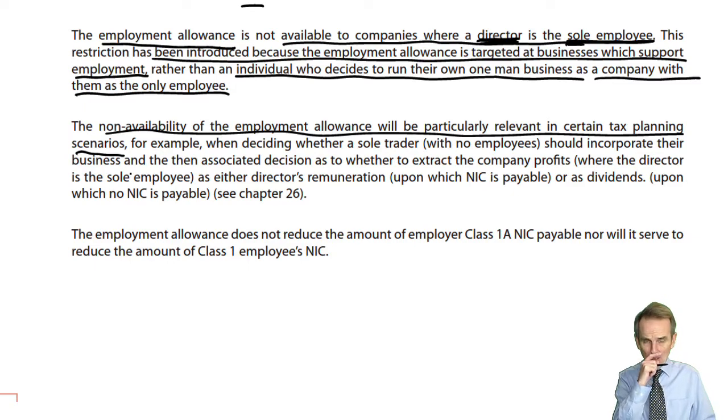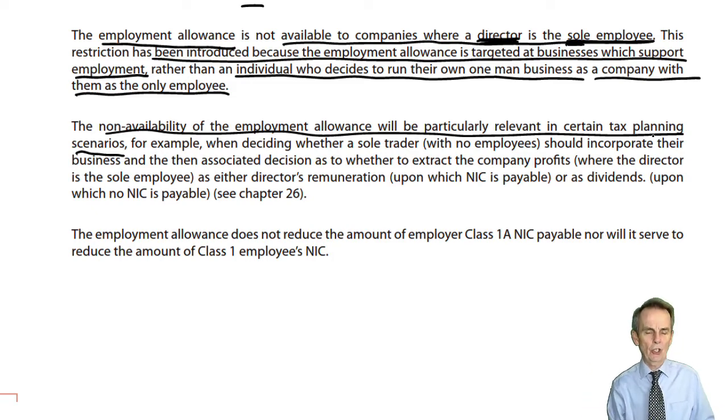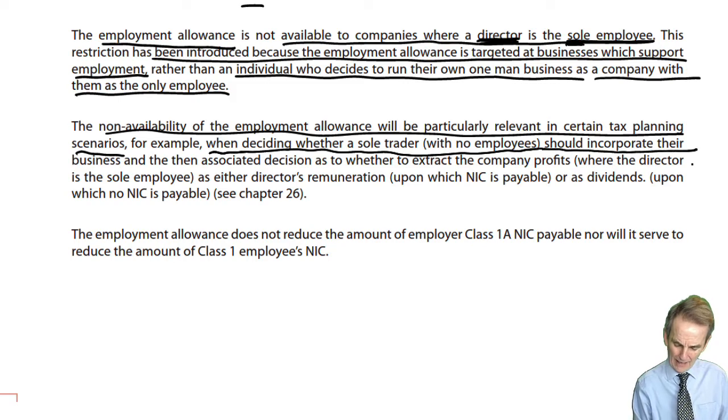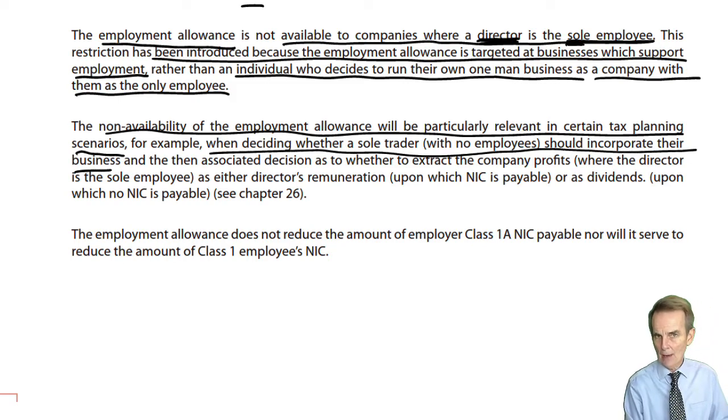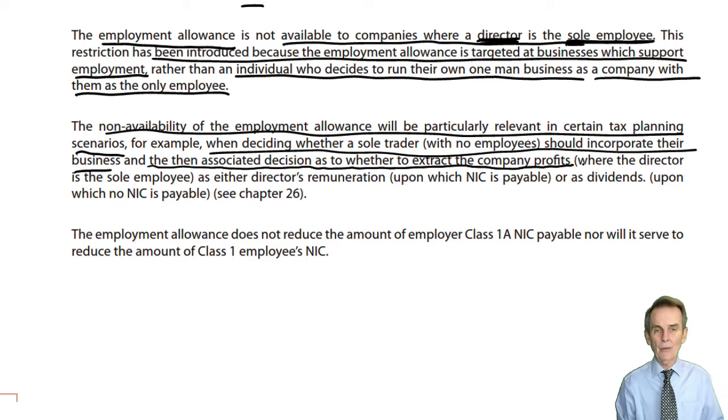What we have is a situation where the employment allowance is particularly relevant in certain tax planning scenarios, where an individual is looking at which route to go down. I'm going to have my own business. Should I run it simply as a sole trader business, an unincorporated trader, or should I run it through the vehicle of a company? So as we say here, when deciding whether a sole trader with no employees should incorporate their business, the employment allowance is of course not available. And then there is the associated decision whether to extract the company profit, so it's a separate issue.